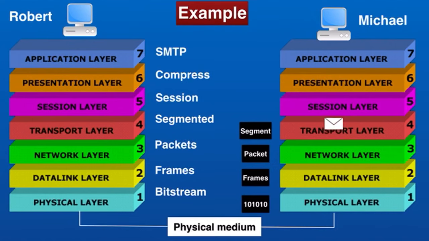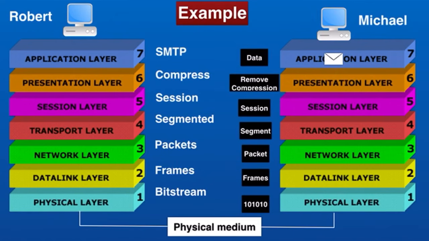Data will then flow into the receiver's session layer, which will pass data along to presentation layer and then end the communication session. Presentation layer will then remove the compression and pass the raw data up to application layer. Application layer will then feed the human readable data along to Michael's email software, which will allow him to read Robert's email on his computer screen.